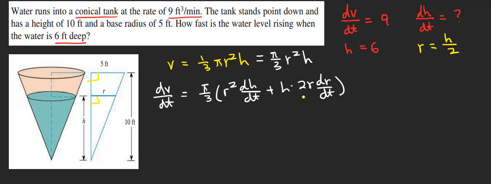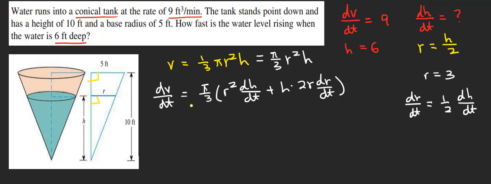So now, we need to know what dr/dt is and what r is. Well, when h equals 6, remember r equals h over 2? We got that from using these two right triangles. So when h equals 6, 6 divided by 2 is 3. So r is 3 when h is equal to 6. What about dr/dt? When you take the derivative of r with respect to time, you get dr/dt, and the derivative of h over 2 is 1 over 2 dh/dt. So dr/dt is the same thing as 1 over 2 times dh/dt.